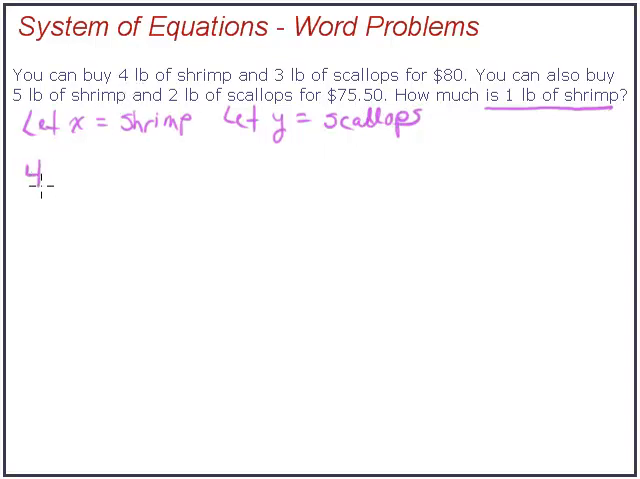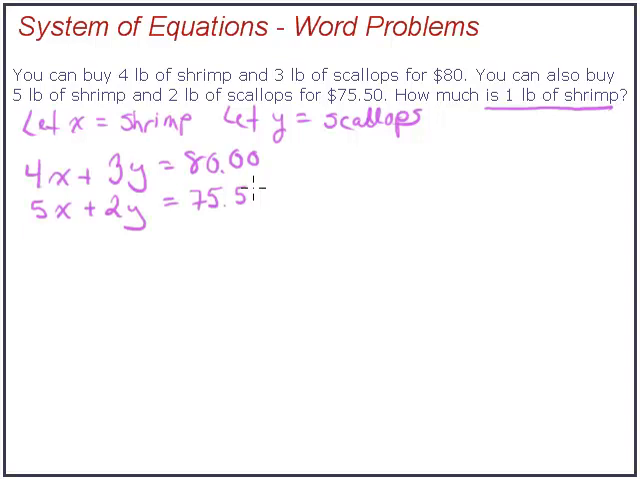So 4x plus 3y equals 80. And because the second one has a decimal, if you want to keep it cleaner, you can just add the 0.00. And then the second part of this says 5 pounds of shrimp and 2 pounds of scallops for $75.50. How much is it for 1 pound of shrimp?